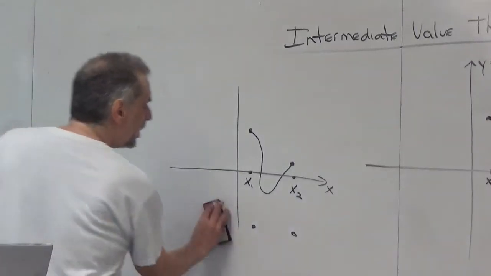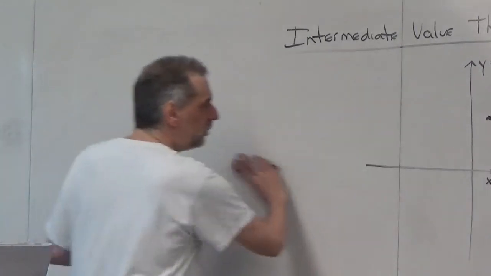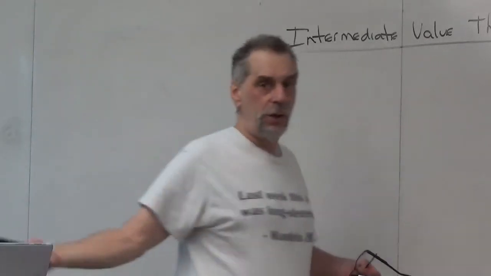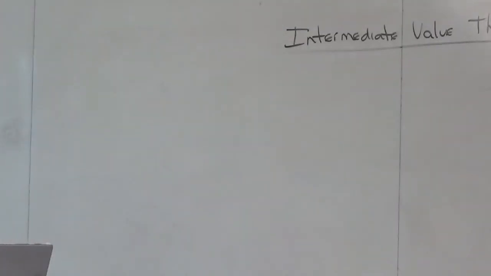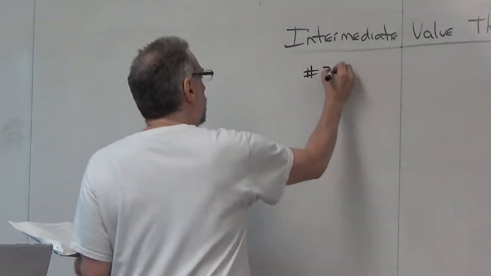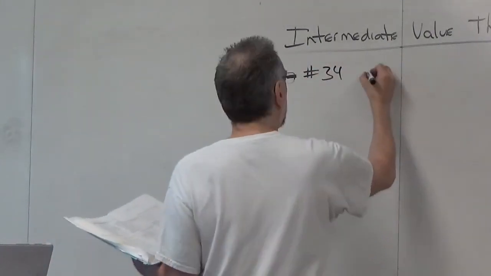So the questions you'll see is you'll be given a function and 2 inputs, and you'll be asked if you can be certain or not that there's a 0 between those 2 inputs. So let's look at an example of that. Number 34 on page 361.